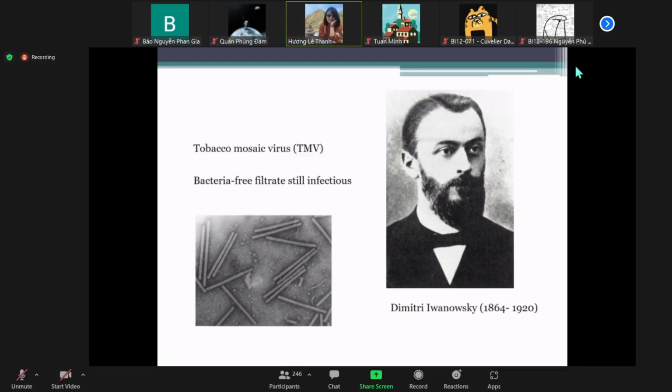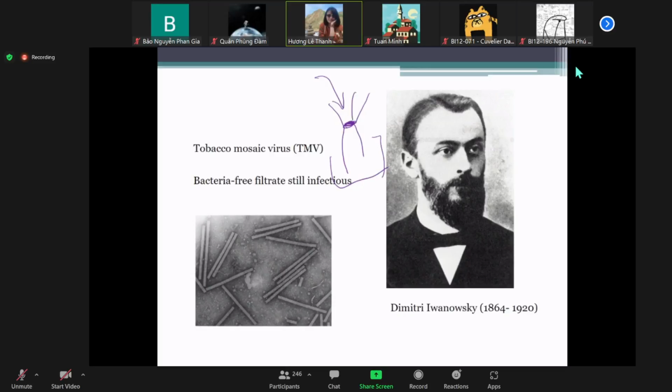It begins in the 18th century with Dmitry Ivanovsky. He discovered the first virus. At that time, there was a disease in tobacco plants. He ground the leaves of tobacco affected by this disease, and then filtered them through a filter with pores small enough to retain bacteria.